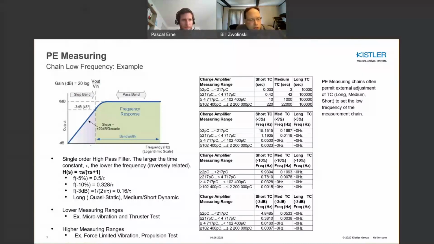So when you do get into piezoelectric measuring chains with charge amps, it's often good to understand what your low frequency requirements are, as well as the high frequency requirements. Okay, as provided in the last slide, your high frequency will be related to the natural frequency, whereas your low frequency is going to be related to the time constant of the amplifier.